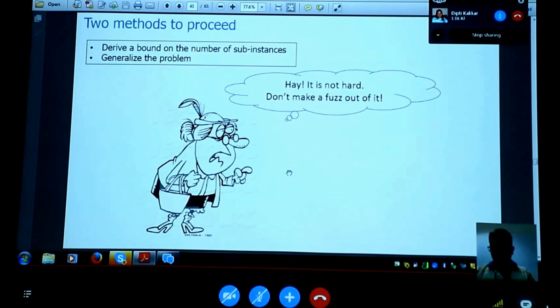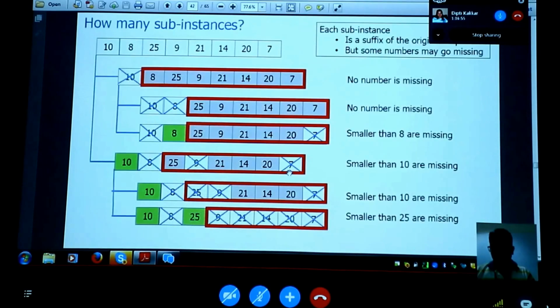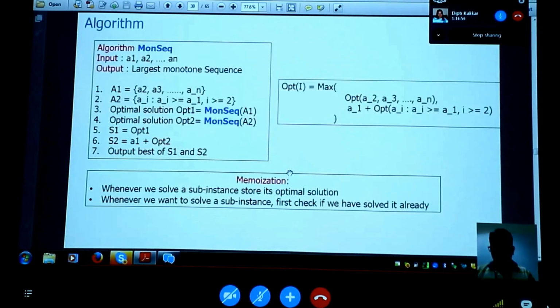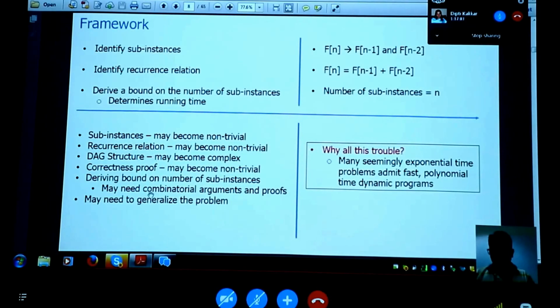The second method is to overcome this issue by generalizing the problem a little bit. I want to show examples of these two phenomena that we wrote in the beginning. In a dynamic program, we may need to do 2 things. One, you may need a combinatorial argument for bounding the number of subinstances. You may also need to generalize the problem in some cases. So for this problem, you can overcome this issue by doing either of these 2, and we are going to show both of them.